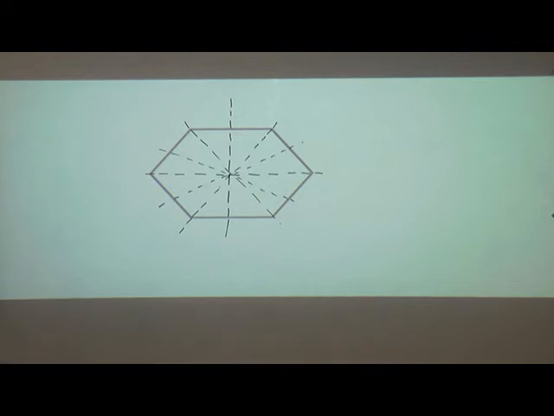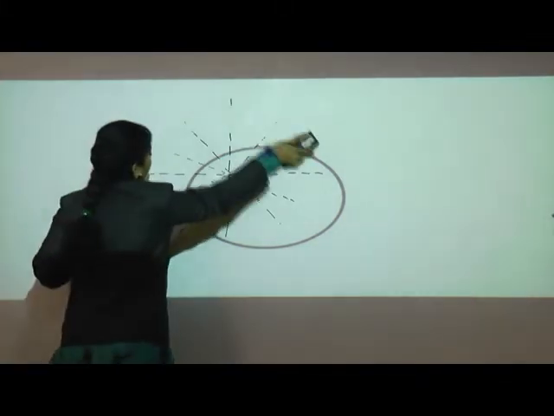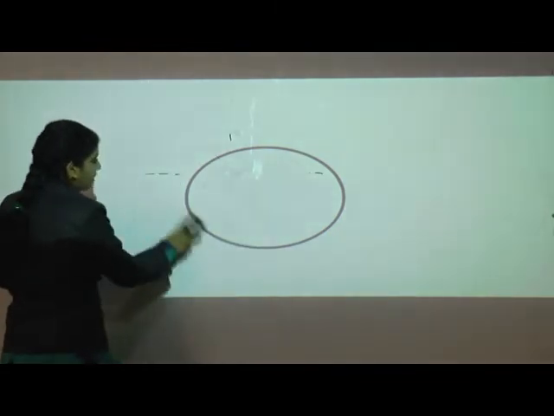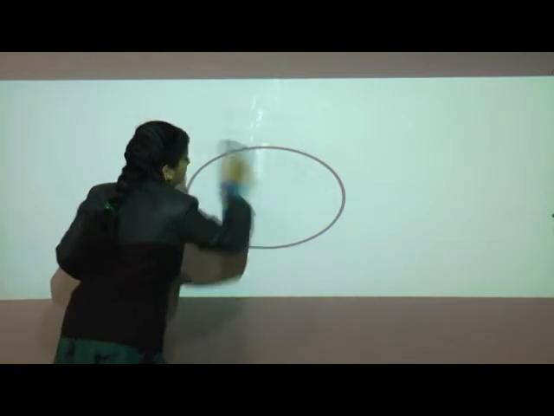Okay, now the next one, see students, circle. I told you that a circle has infinite axes of symmetry, so we can fold it in as many ways. So the circle has infinite axes of symmetry.